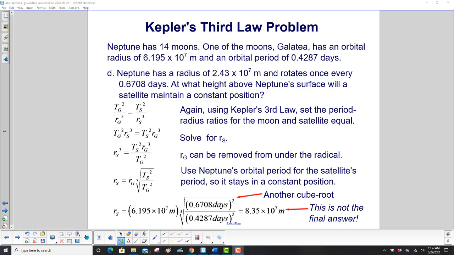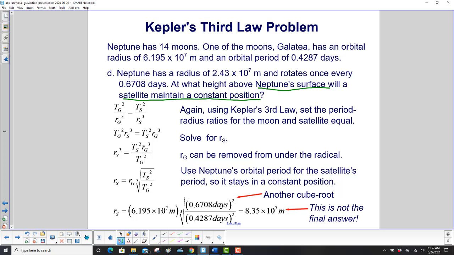Now we have a problem where we would like to put a satellite maintaining a constant position in orbit around Neptune's surface. We do that on Earth all the time. For example, GPS satellites, if we're in southeast United States and we want to keep track of where we are, we need the satellite above us always to stay in the same position, so it can always tell us where we are. So here we're going to do it on Neptune.